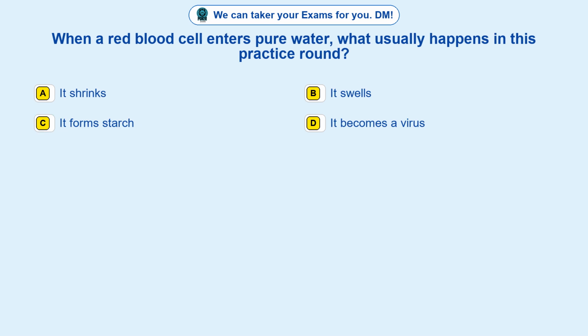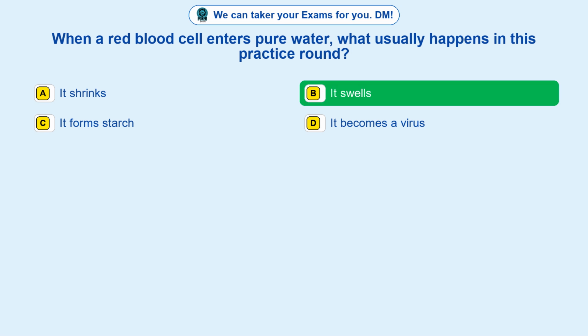Question 8. When a red blood cell enters pure water, what usually happens in this practice round? Option A. It shrinks. Option B. It swells. Option C. It forms starch. Option D. It becomes a virus. The correct answer is option B. It swells.